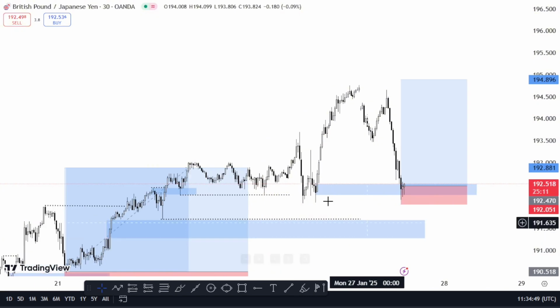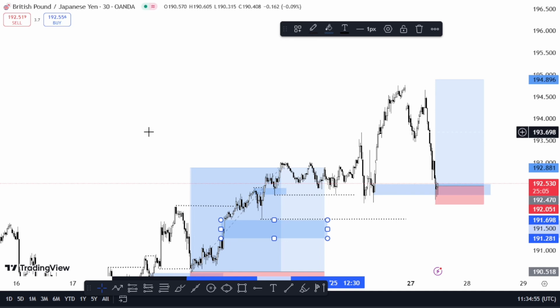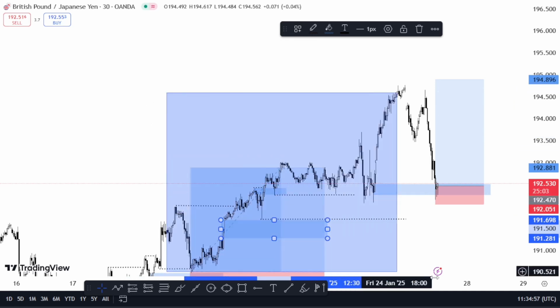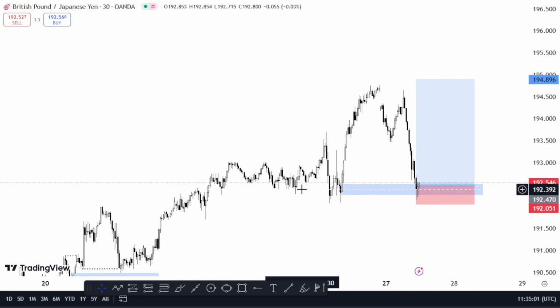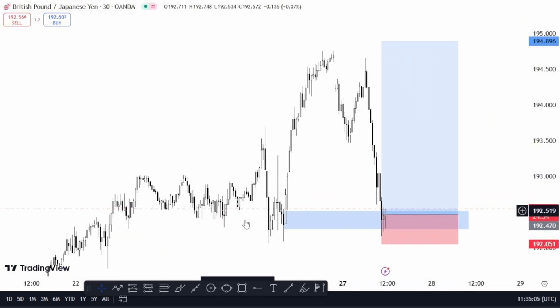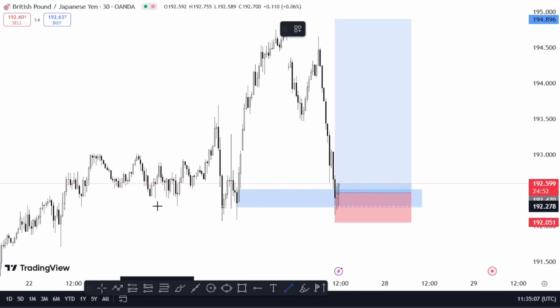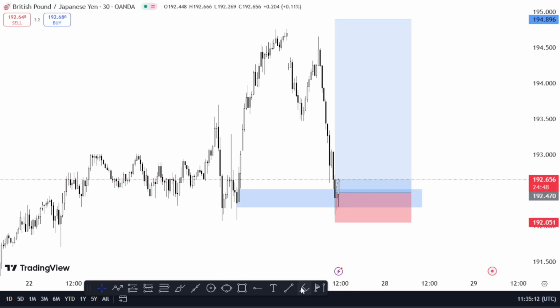So here's the thing. Let me just go ahead and delete all of this stuff on the chart. All right, so here we are. Let me just delete everything. So we have a break of structure. We have a sweep right here, a sweep from this low. We have a sweep from this low, right?